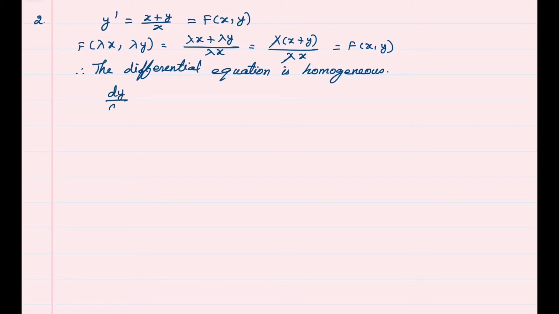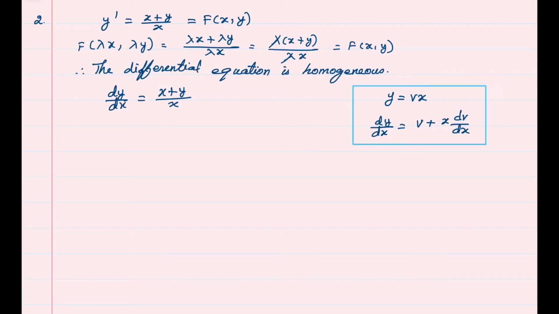dy by dx is (x plus y) upon x. We will substitute y as vx. Differentiating both sides with respect to x, we get dy by dx equal to v plus x dv by dx using product rule. Let us substitute for dy by dx and for y. dy by dx is v plus x dv by dx equal to x plus y is vx upon x. We can cancel x.